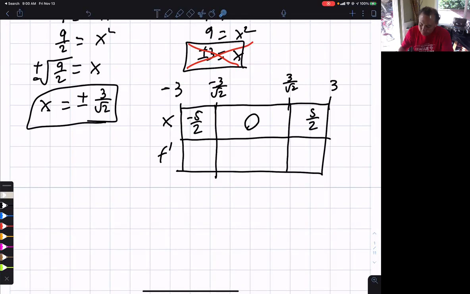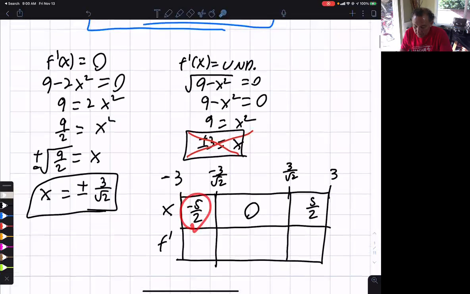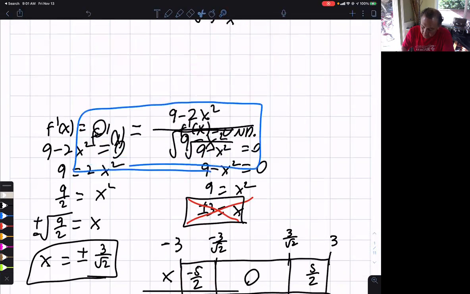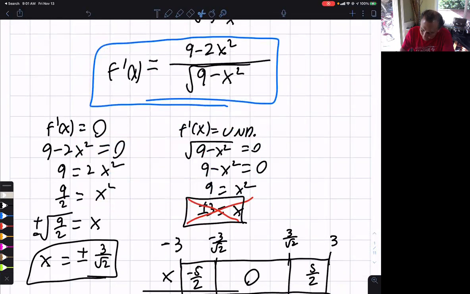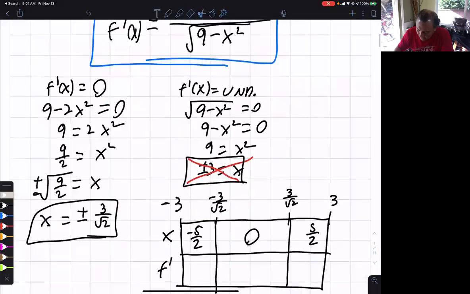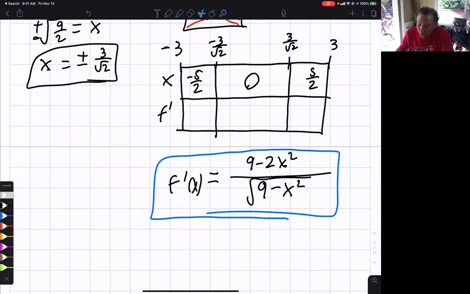Hopefully I can. So you want to plug this number into the derivative and figure out if it's positive or negative. Well, my derivative, I'm going to copy and paste it down here so you can see. Okay, so what happens when I plug in negative 2.5 or negative 5 over 2?